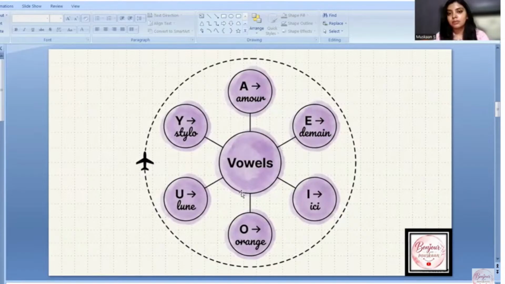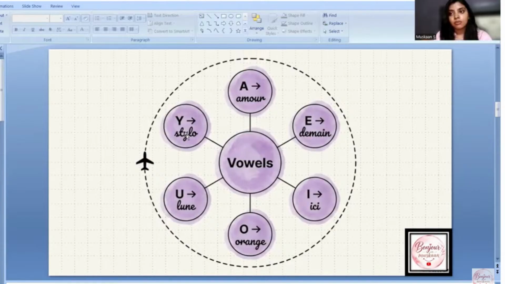A, amour. Amour means love. A, demain. Demain means tomorrow. E, ici. Ici means here. O, orange. Orange here can be a fruit or a color also. U, lune. Lune is moon. Y. Y is also a vowel. Its example is stylo. Stylo means pen.